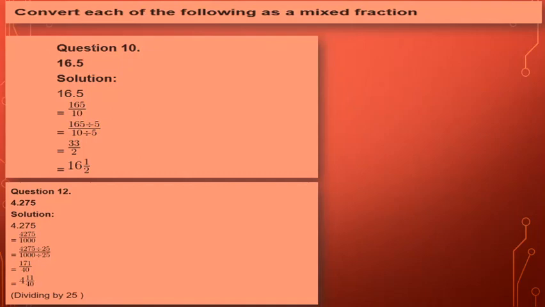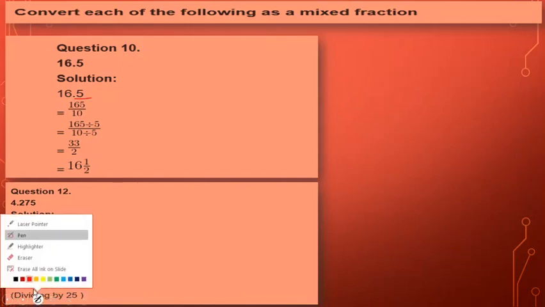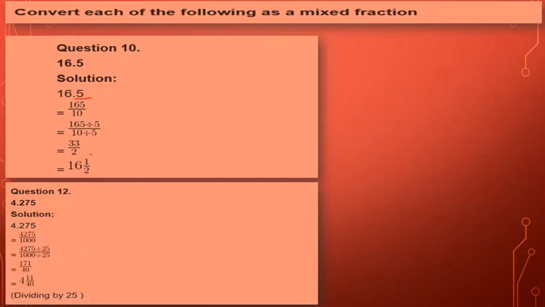Now see question number 10. The question is 16.5. How many decimal places are there? Only 1. So we have to write 165 upon 10. And 165 upon 10 is not in simplest form, so we have to cut by 5. So 2 and 33 times it will be cut by 5. So what do we get? 33 upon 2. And now finally our answer is 16 1 by 2.